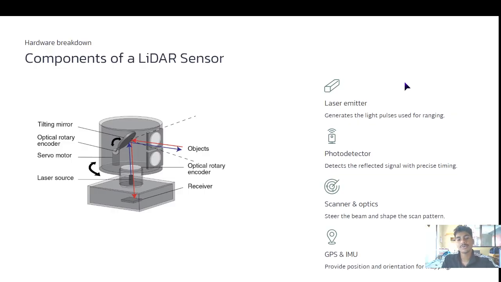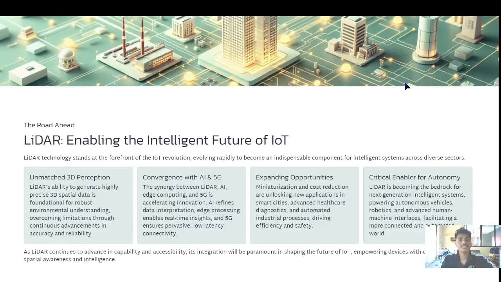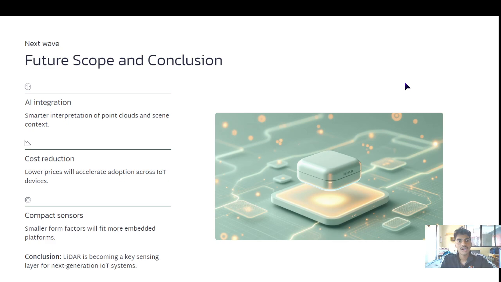Now let's discuss the components of LDR. We have the laser emitter, which sends light pulses, the photodetector, which receives reflected signals, scanner and optics, which control the direction, and GPS and IMU, which provide position and orientation for mapping, which is very important. All these components work together to create accurate spatial data. And the future of LDR, we all know, includes AI integration, cost reduction, and compact sensors.